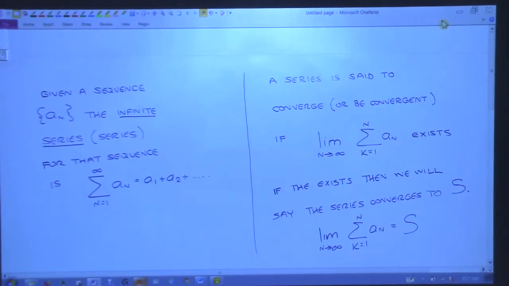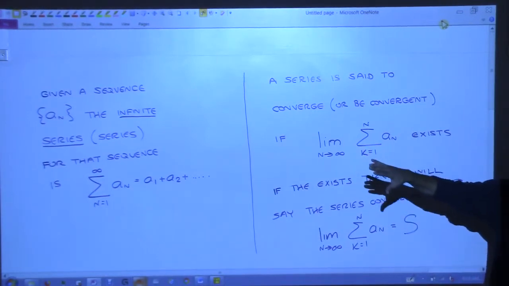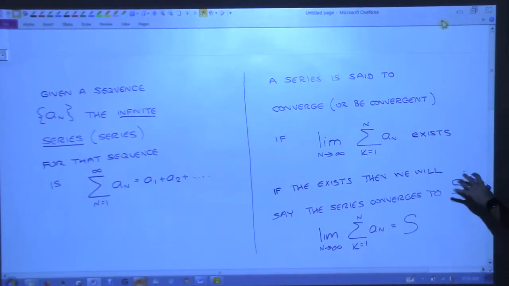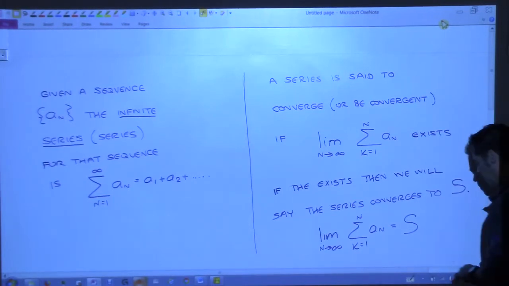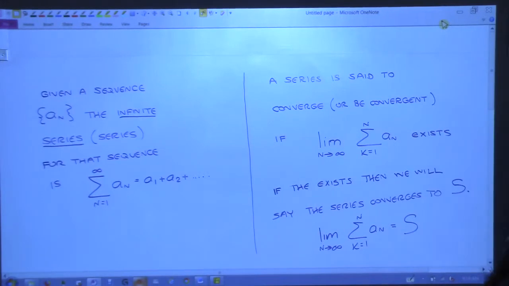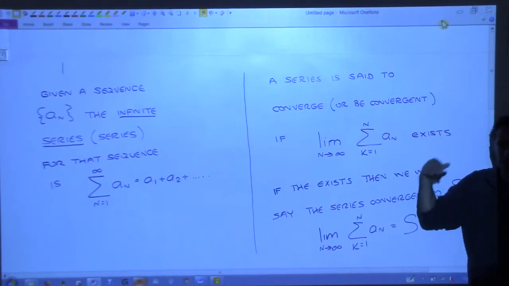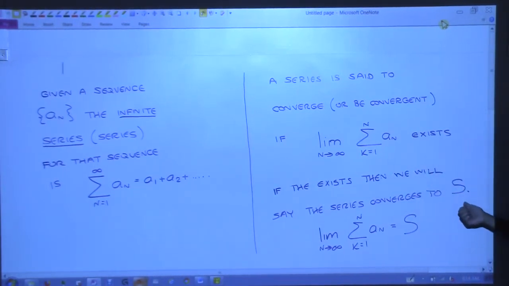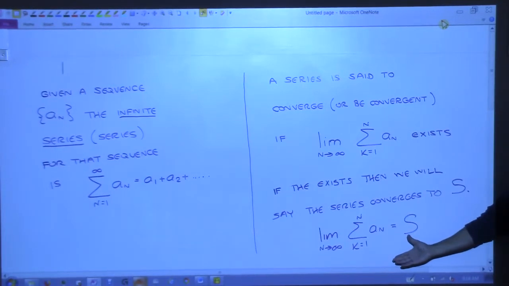Isn't capital S notation for arc length? It is, yes, capital S is used with arc length also, so it can be a little confusing, but that's integrals and continuous nice functions. Now we're talking about sequences and series, so it's a different idea, so we use the same letter. Is this okay? This is basically me just saying, hey, if that limit exists, then that means it goes to a number, right? Let's just call that number S.